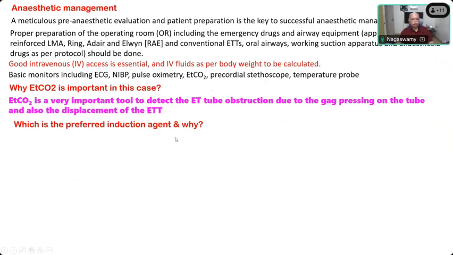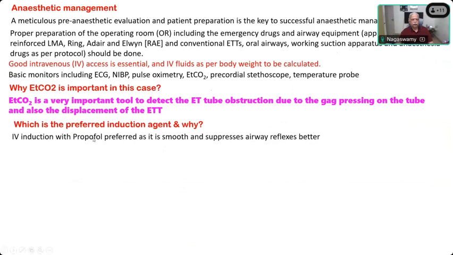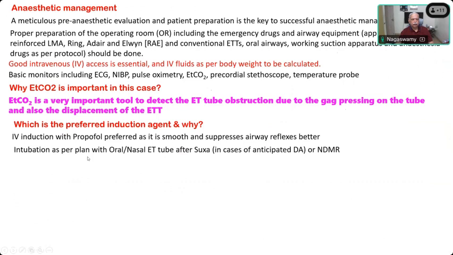Which is the preferred induction agent for these cases and why? Propofol is the preferred induction agent because it obtunds the airway reflexes very well. It is the IV induction agent preferred because of its smooth induction, and it also suppresses airway reflexes better than your other agents. Intubation plan as per oral or nasal tube with succinylcholine in case of difficult airway. Otherwise, you can go for a non-depolarizing method.